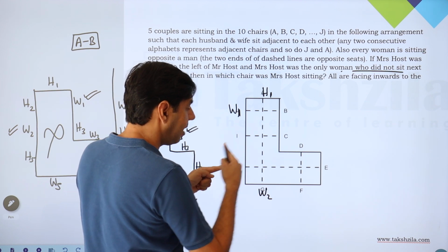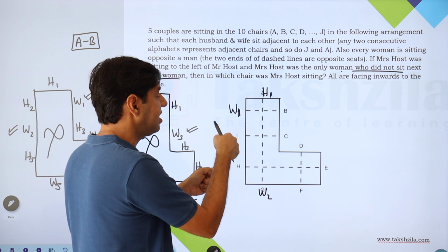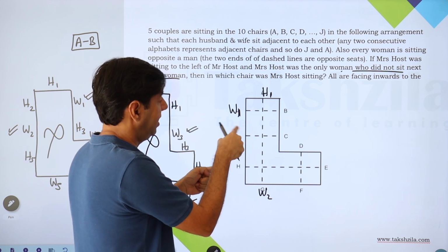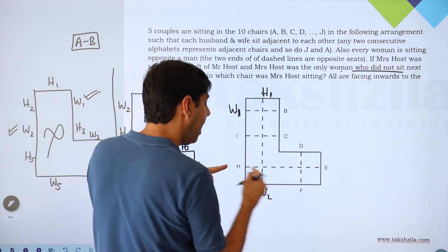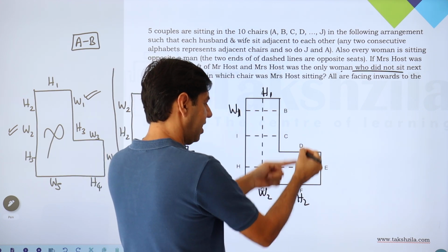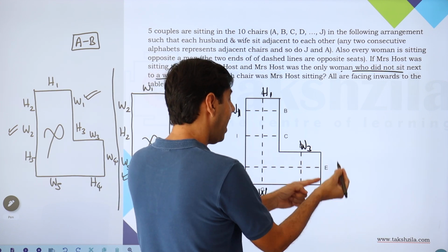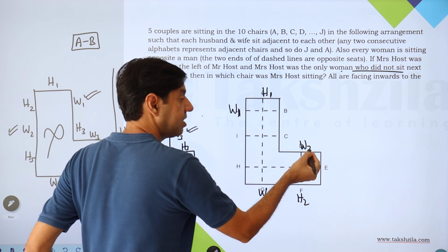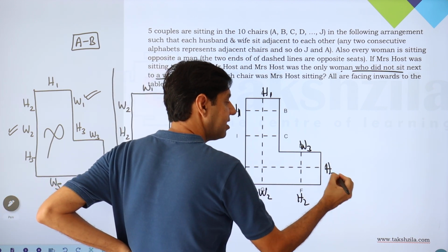Where does husband 2 come, here or here? Think one step forward. If husband 2 comes here, isn't this a single seat? Then this is a couple, this is a couple. So husband 2 can't come here. So husband 2 will come here. So let me continue. If husband is here, this will be a woman, let's say woman 3. Her man has to be here, or else this will be a lone seat. So this will be husband 3.